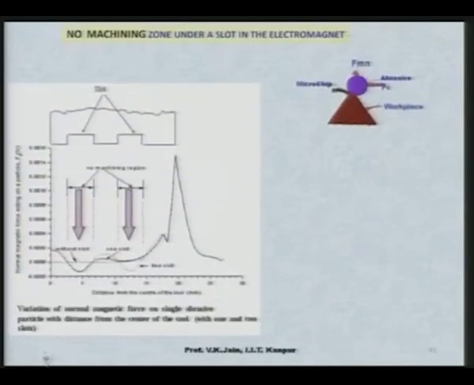Now, these are the slots in the magnet. If you see these results carefully, wherever there are negative forces acting over here, these negative forces are acting just under the slot. If you project it here, forces are negative. That simply means that just under the slot there is no machining. So, that area is known as the no machining zone.